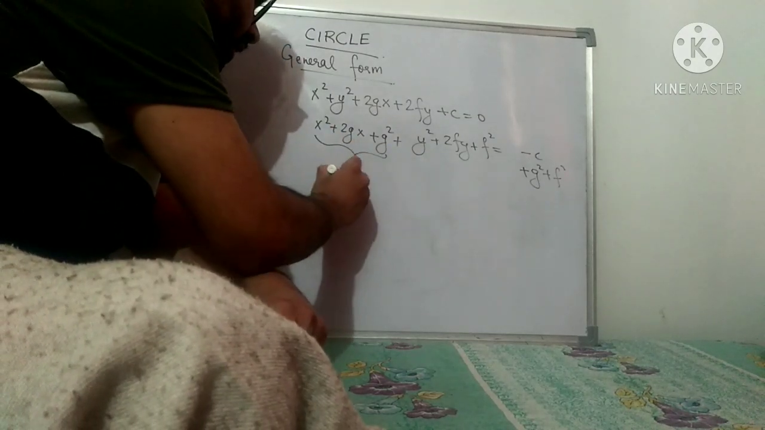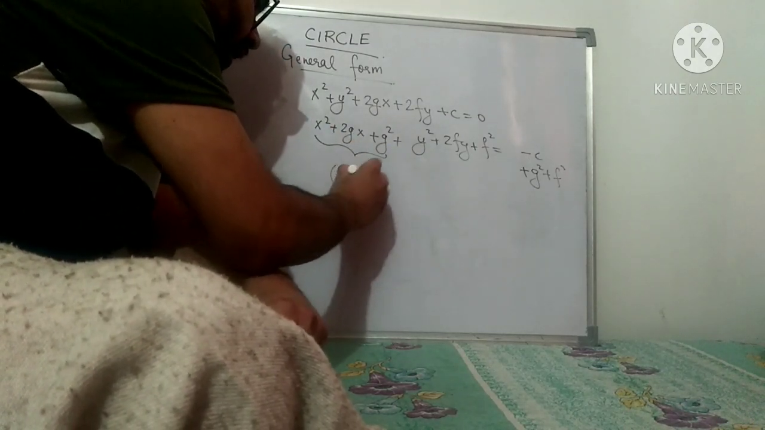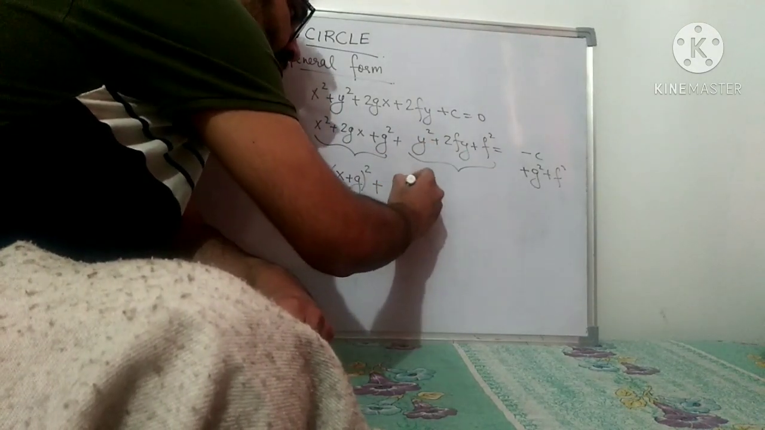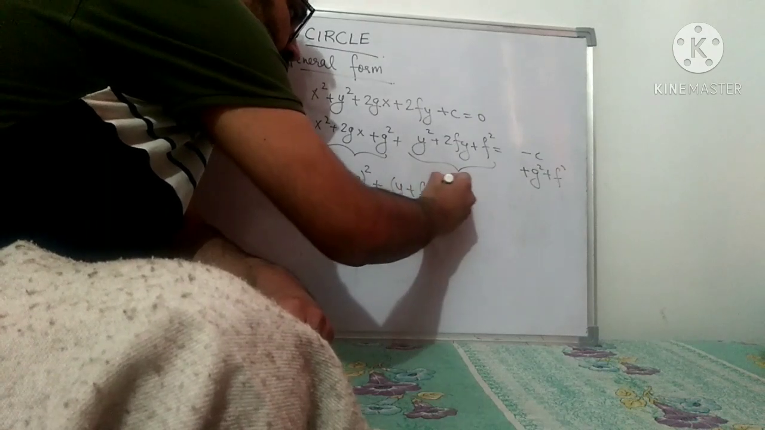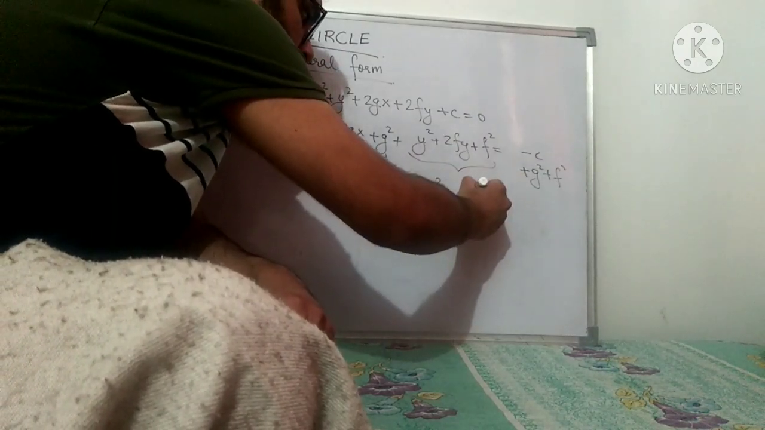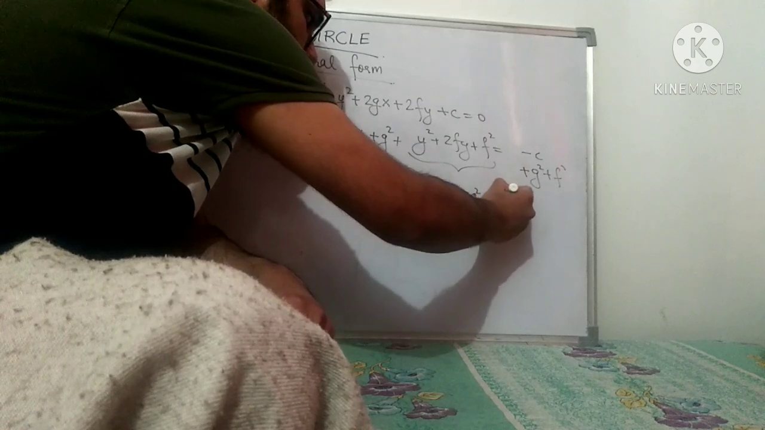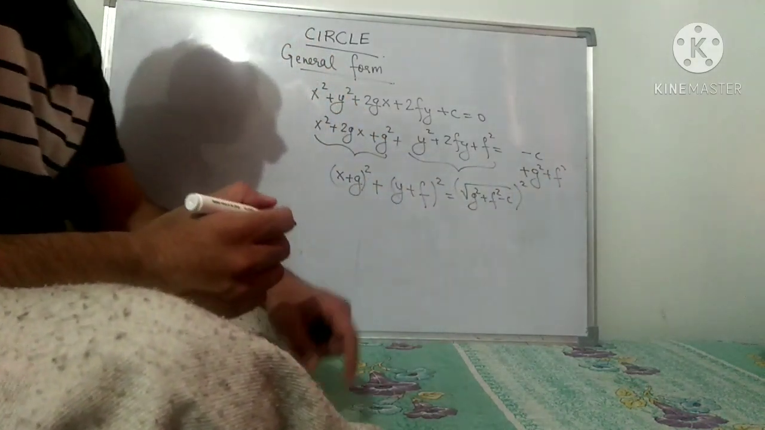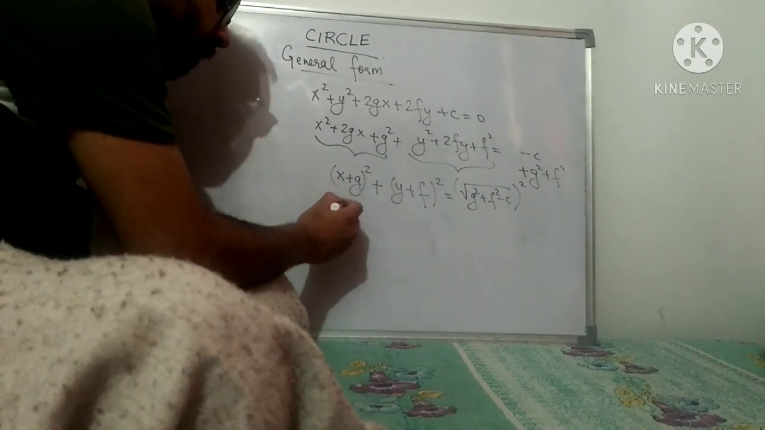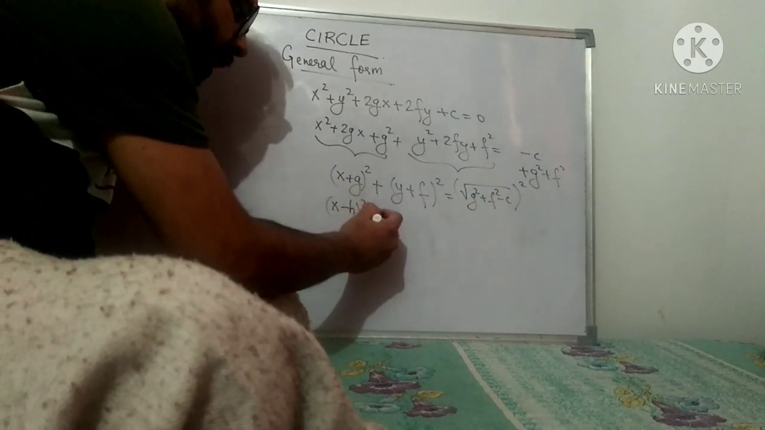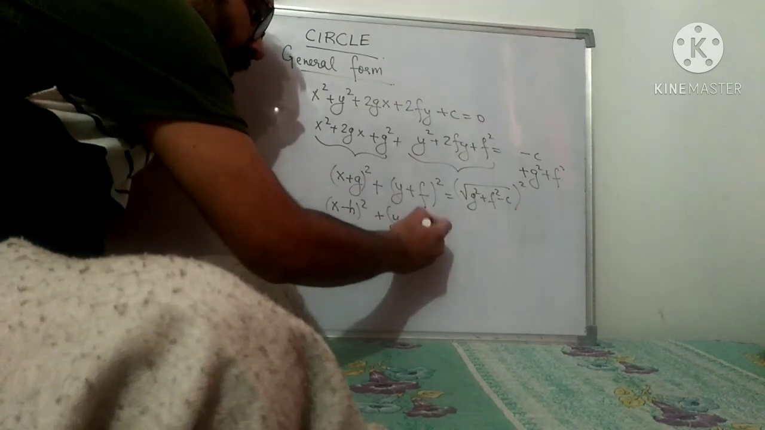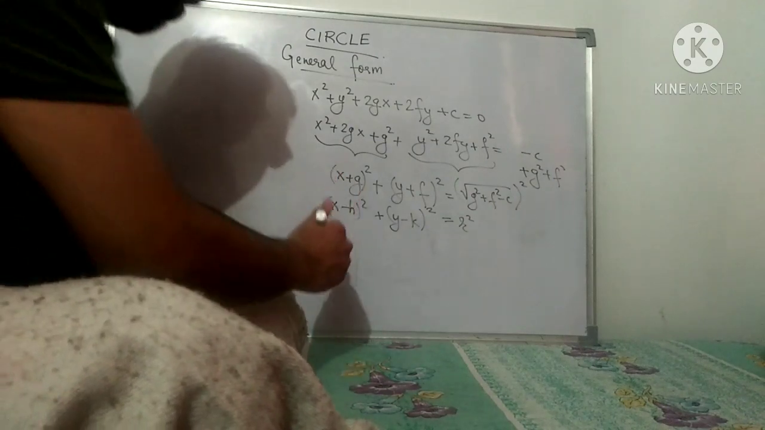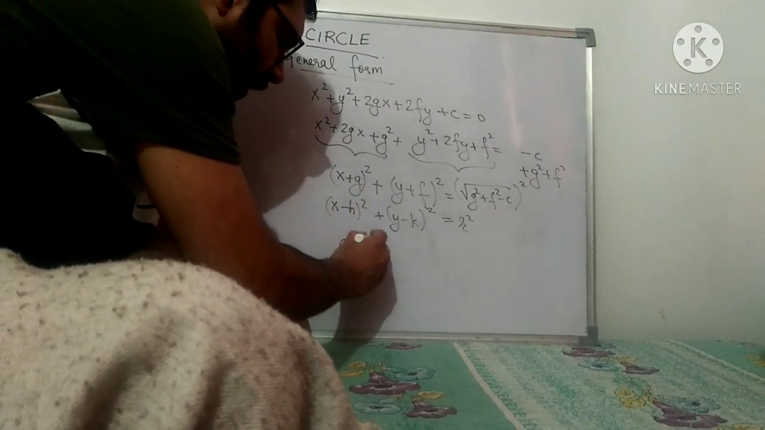Now combining these three terms, this will become x plus g whole square. Combining these three terms, this will become y plus f whole square, is equal to, I can write this as, square root of g square plus f square minus c, and then the square of that. Now if we compare this form with the form that I derived earlier, x minus h whole square plus y minus k whole square is equal to r square, we know that the coordinates of center are h comma k.